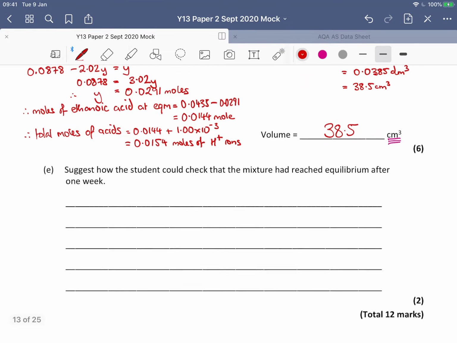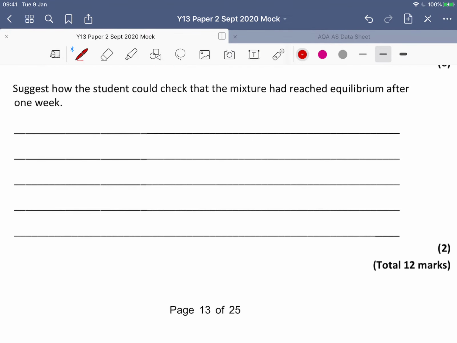Okay, and then this question here. Suggest how the student could check the mixture had reached equilibrium after 1 week. So one thing you've got to, if you're going to check that it's reached equilibrium, what that means is you've got to check it's no longer changing, which means you have to test it more than once. So if you test it once, you don't know that it's not continuing to change. So you could write test more than once, but test several samples.